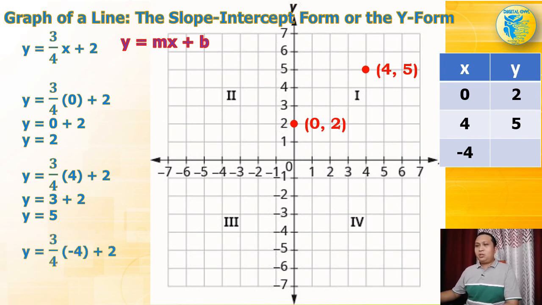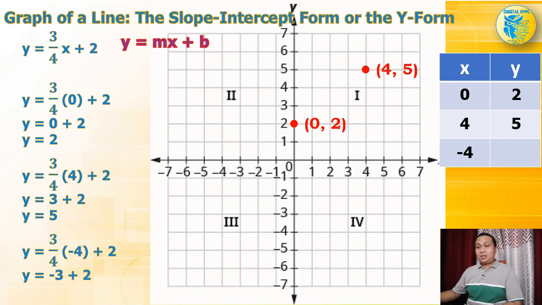And then moving on, we replace x by negative 4. Remember, if we multiply a positive by a negative, the result is automatically negative. We proceed: you can do 3 times 4 divided by 4, or you can do the other process that I mentioned earlier. 4 divided by 4 is 1, multiplied by 3 is 3. So the answer is negative 3.